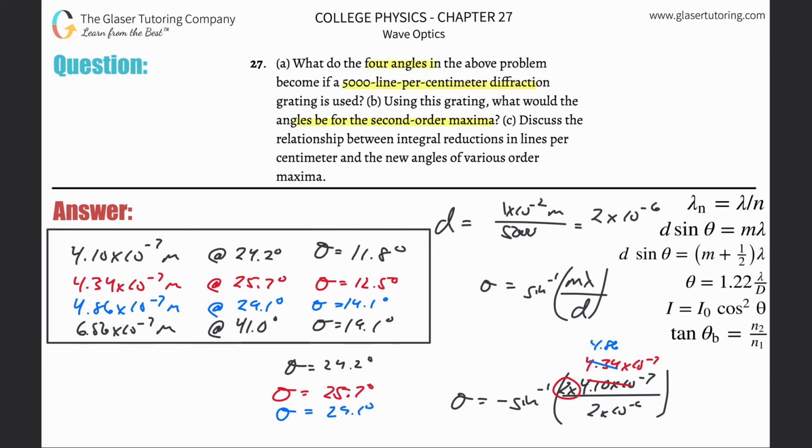Notice what part C is saying: discuss the relationship between the integral reductions in lines per centimeter and the new angles. Here were the old angles. As we reduced the number of slits, the new angles decreased. And then as we increased the order of the maximum, the angles went back, from a lower angle to a higher angle, and they equaled the angles from the prior problem.